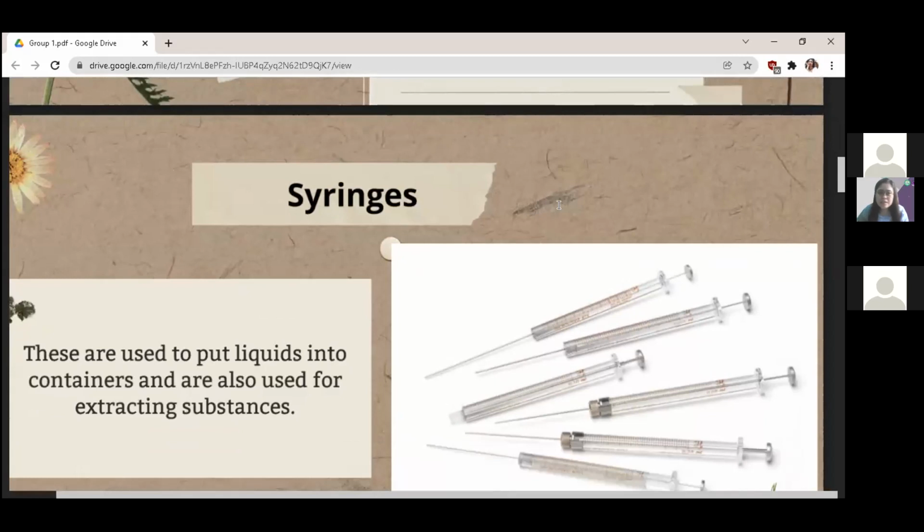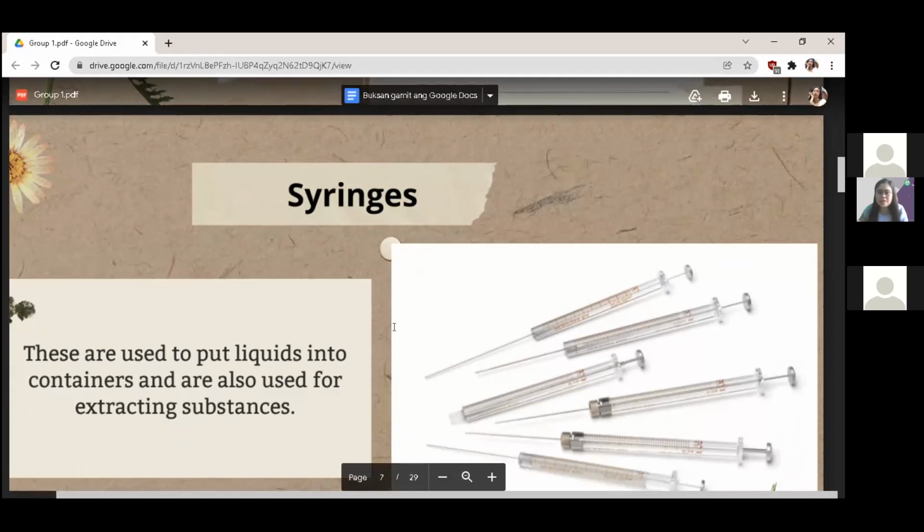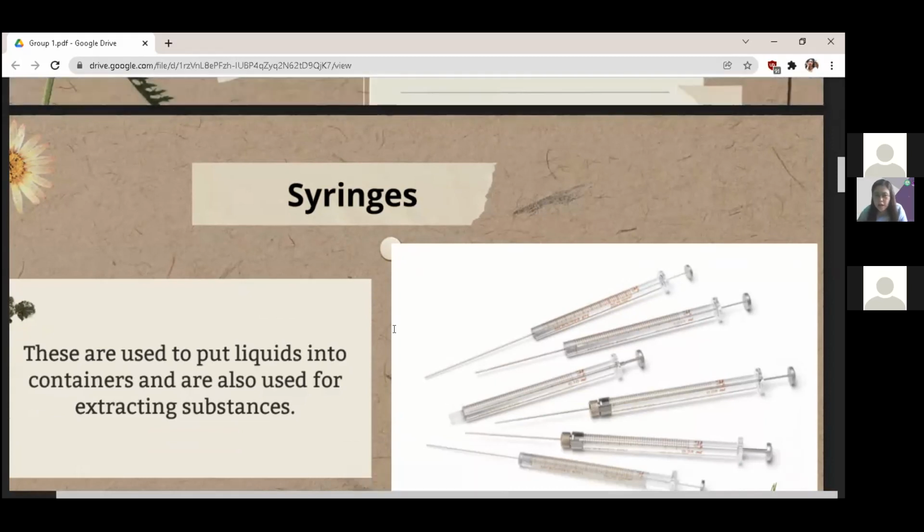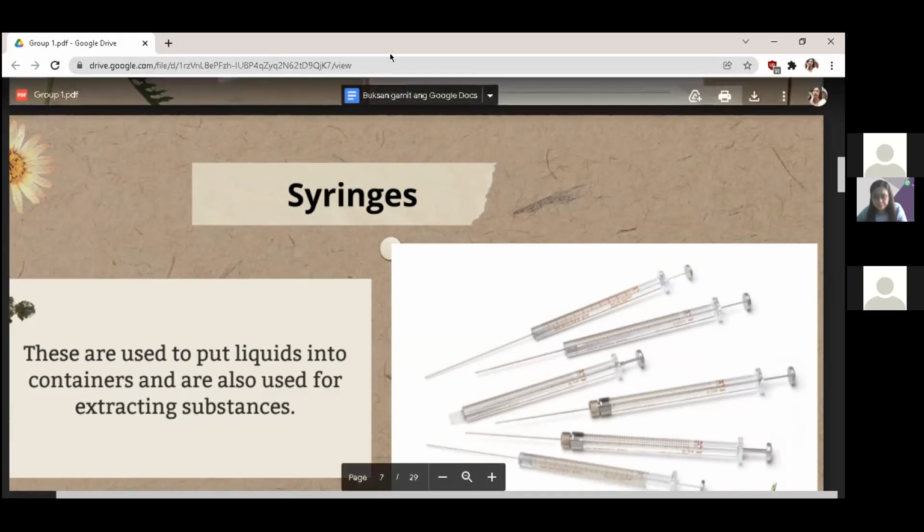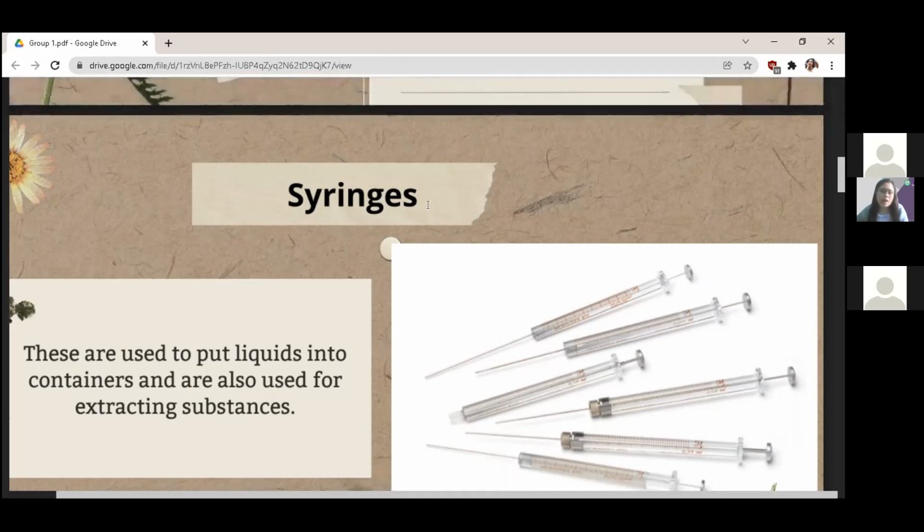Now, the next one is the syringes. We also use this to put liquid inside. We can also use this for measurement, actually, and then we can extract liquid and transfer it to another container. The syringes that you use in the laboratory for extracting blood are different from the syringes that we use in extracting liquid and transferring it to another container. But anyway, they have the same purpose: extracting liquid and transferring it to another container.